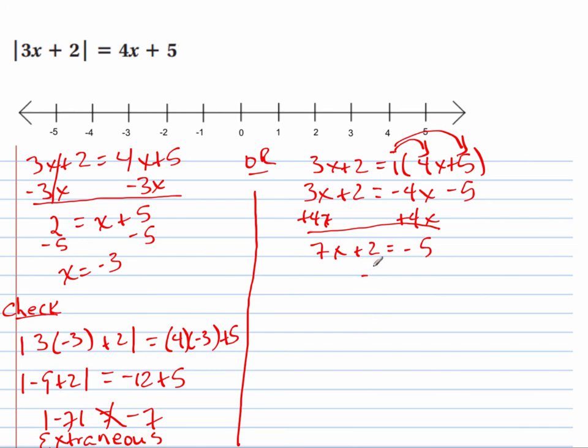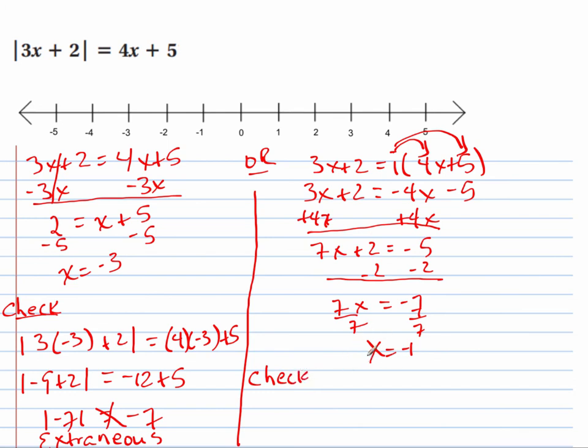I want to get rid of the 2, so I'm going to subtract 2. So 7x is equal to negative 7. To get the x completely by itself, I divide through by 7. So x is negative 1. Now we had a problem with the other one, so we need to check this side as well.